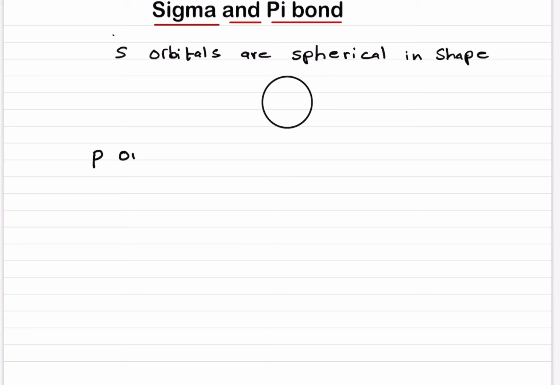P orbitals are dumbbell shaped. Dumbbell is when people exercise, they use weights which are known as dumbbells. So the p orbitals are dumbbell in shape. Say px, let's draw that, and then we can go to py and pz.